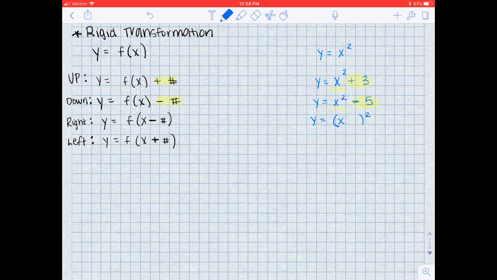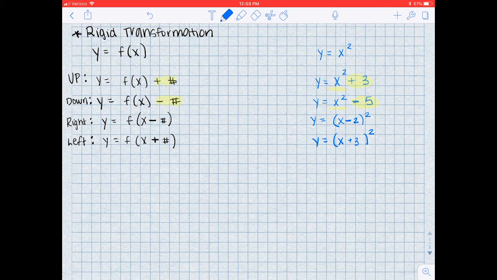And so let's say I want to move right 2 units. Well, I'm going to subtract 2 on the inside of that parentheses. If I wanted to move to the left, again, x squared is the parent function. If I want to move to the left maybe 3 units, I would add 3 on the inside of the function. Okay? All right, so those are how we move up, down, right, left.